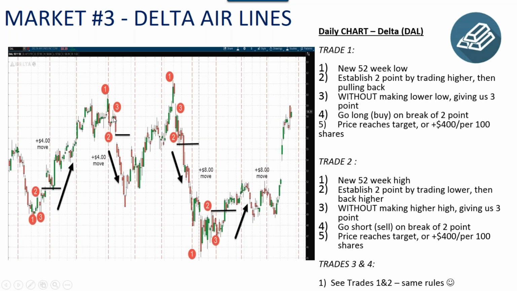Here we have a 1, 2, 3 top. Here we have a potential 1, 2, 3, but the market makes a new high. Here we 1, 2, 3. Market gaps down below the number 2.